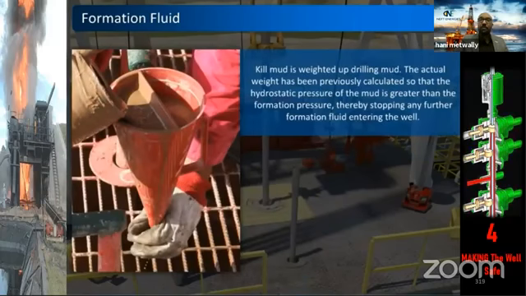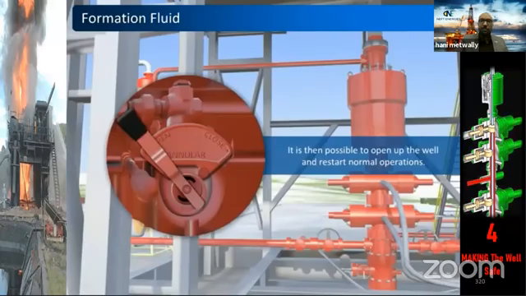Before starting pumping the kill fluid, we need to confirm that our kill fluid is able to control the formation pressure. Then you are now ready to open the well and resume your drilling operation because we removed the influx out and also restored the primary barrier, the hydrostatic pressure.